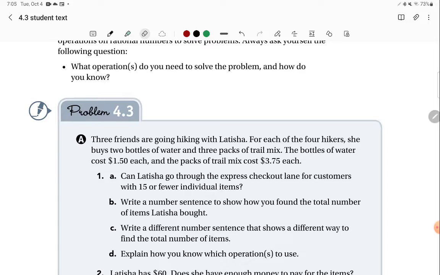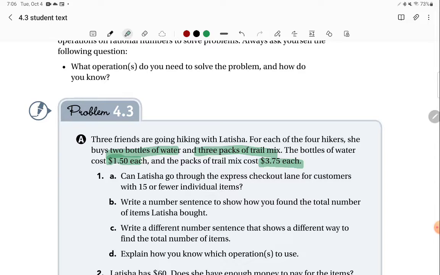And you want to come up with a plan. It says 3 friends are going hiking with Letitia. That makes 4 people. There are 4 hikers. She buys 2 bottles of water, so 2 bottles of water and 3 packs of trail mix. Now remember, there's 4 hikers, so keep that in mind. She's not just buying for herself. The water costs $1.50 each, and the trail mix costs $3.75 a piece.